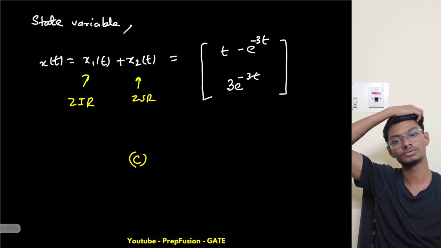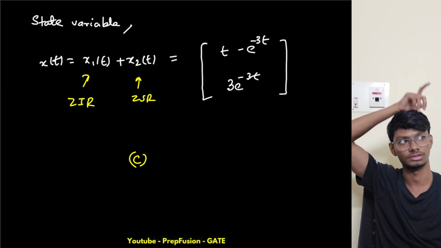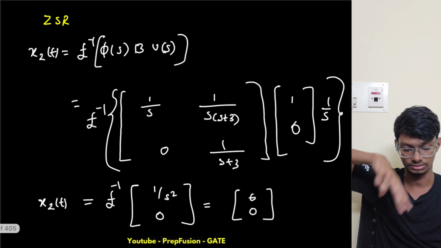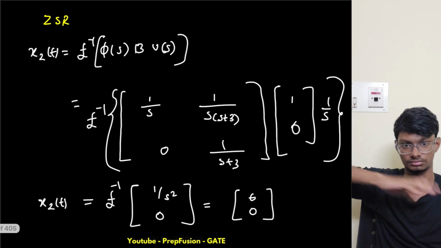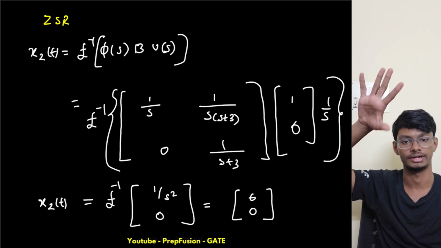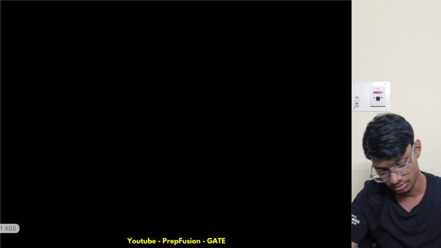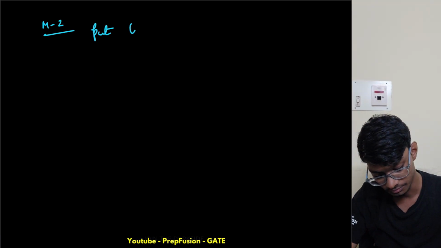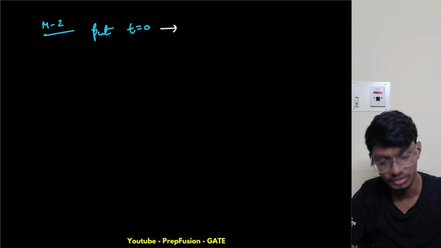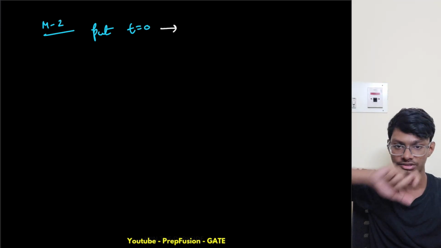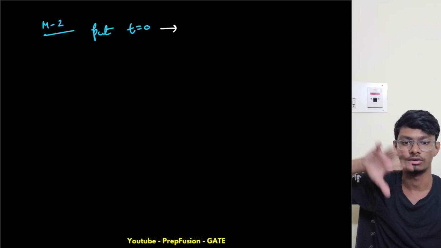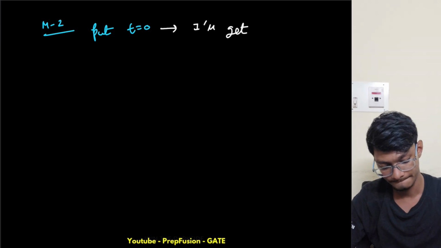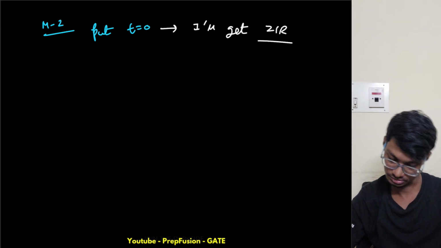The first was the intuition, basically. If you find the zero input response and you see that this is only coming in addition, you can do that. This second method is the conventional method only: find the zero input response, find the zero state response, add those two, use superposition. And method 2 is again to check options, but put t equals 0. So if I put t equals 0, what will I get? As my input is a unit step, at t equals 0 I will only get the zero input response, ZIR.